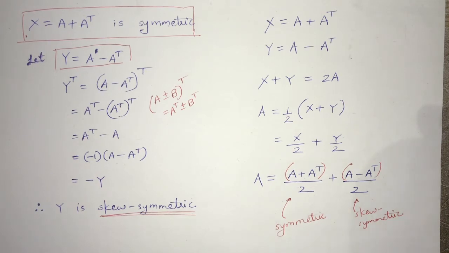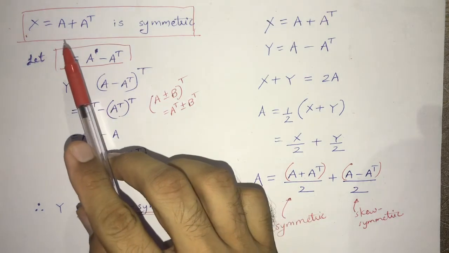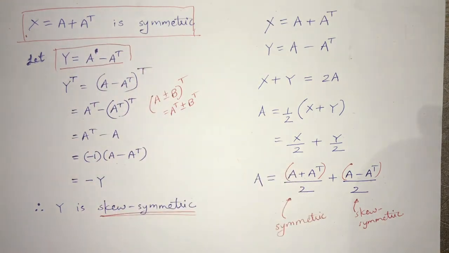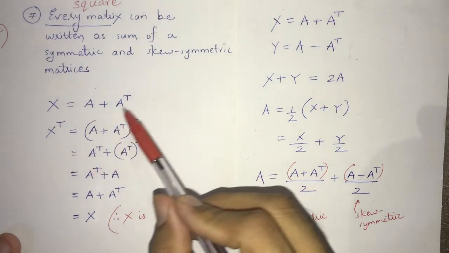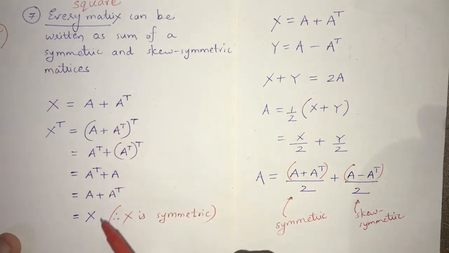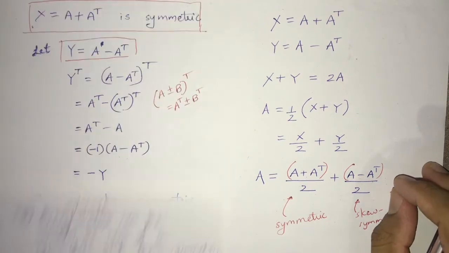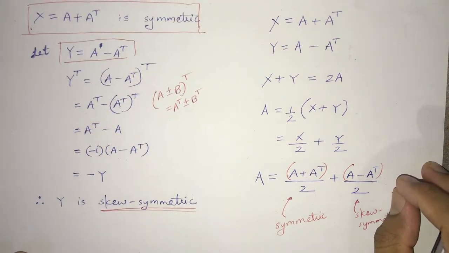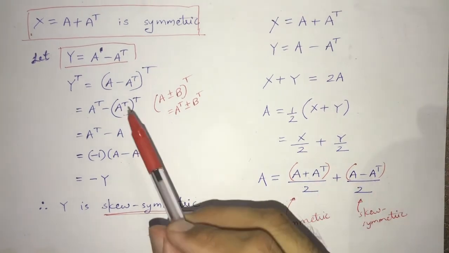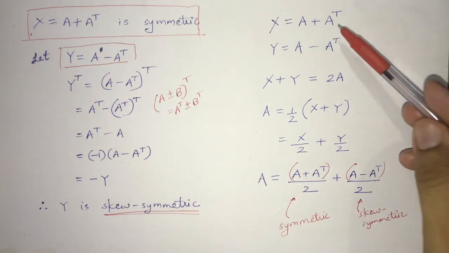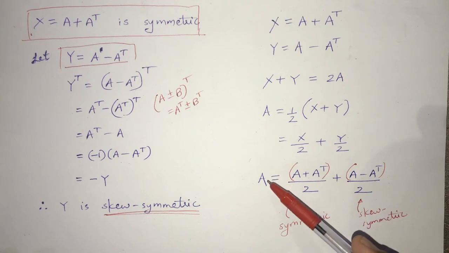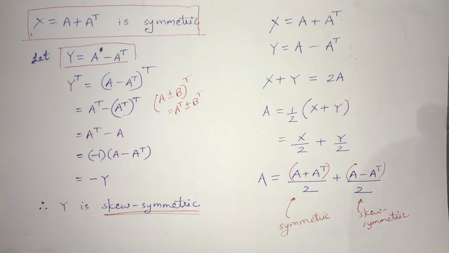Okay, so let's start again, let's have a look once more. A plus A transpose is symmetric. In the previous page I had shown that A plus A transpose is symmetric. We took X as A plus A transpose, we take the transpose, we find that X comes back, X is symmetric. Then we say Y is A minus A transpose. In Y, we did the reverse and got minus Y, so Y is skew symmetric. X is symmetric, Y is skew symmetric. What is A? It is the sum of a symmetric and a skew symmetric matrix. This can be done for any matrix A.